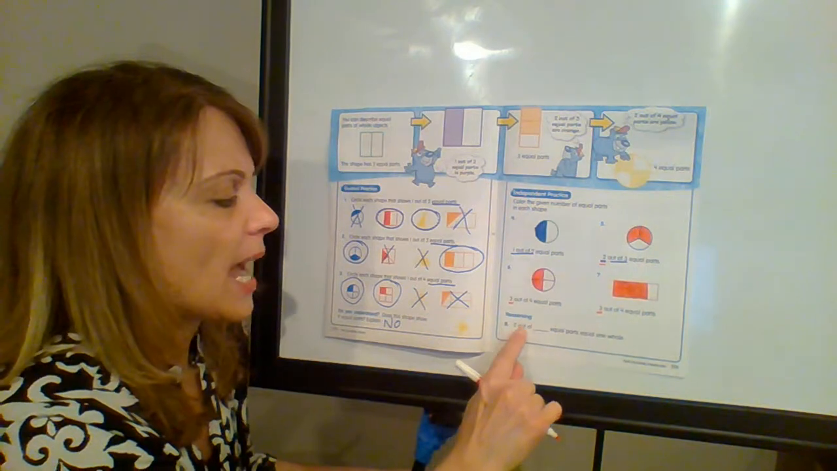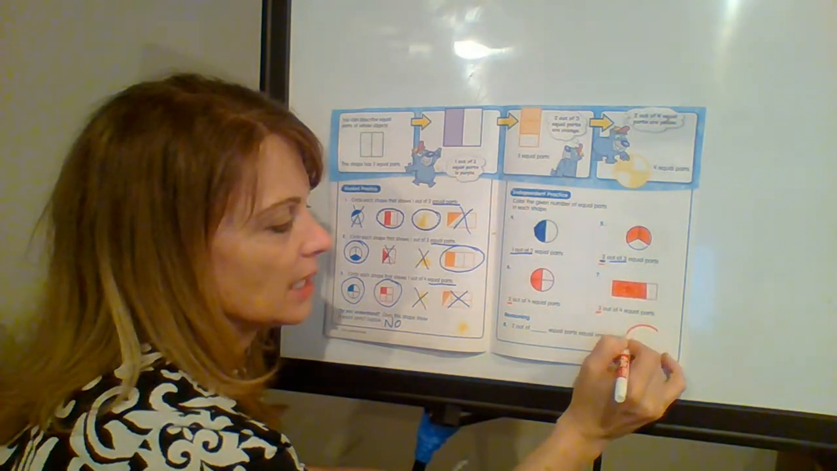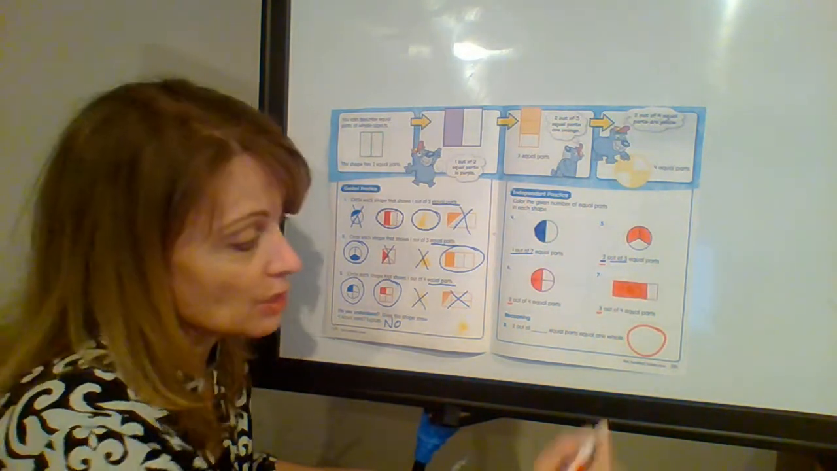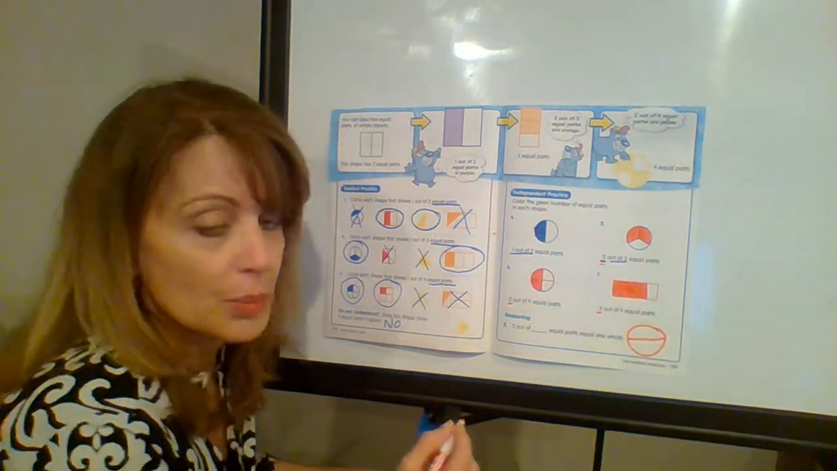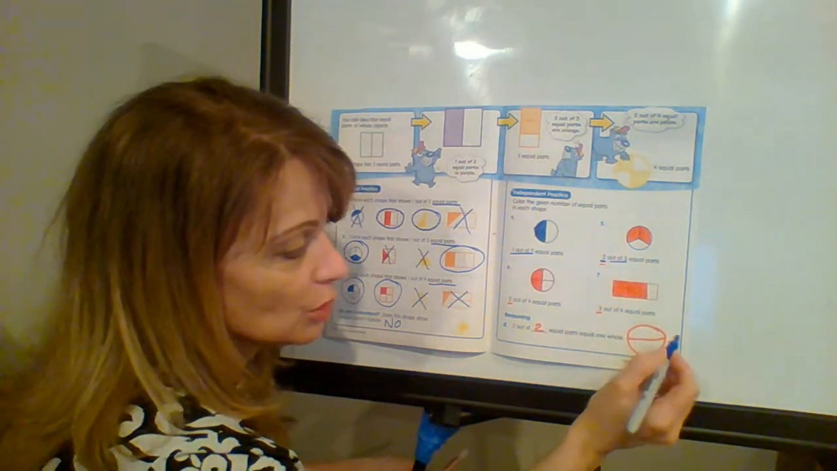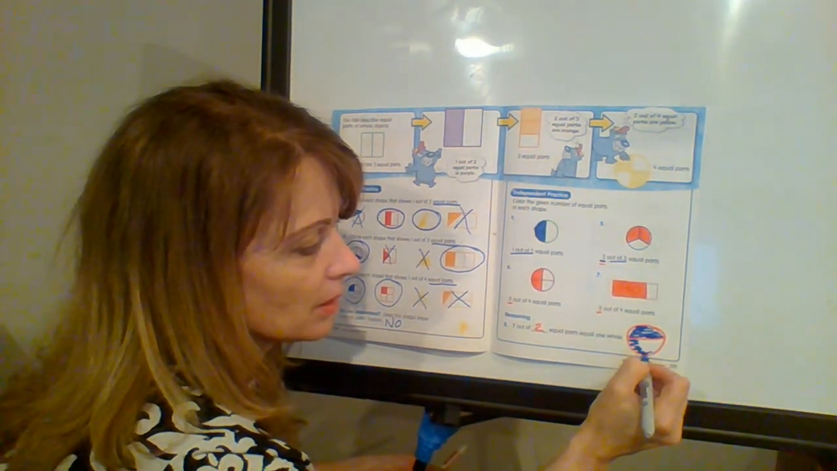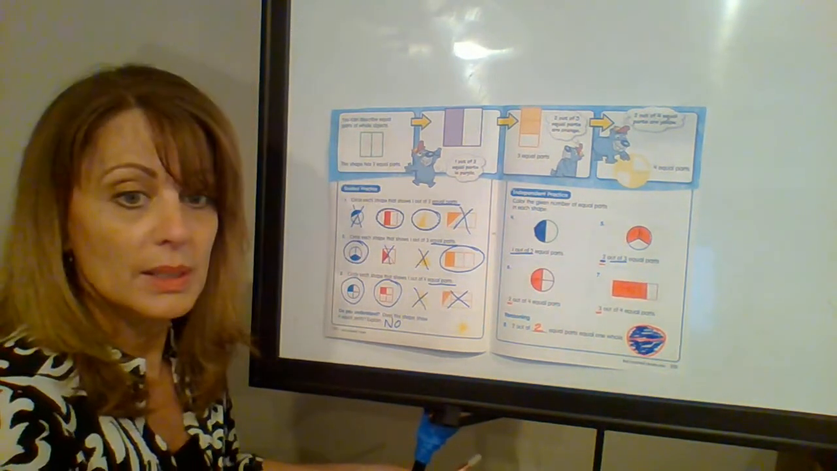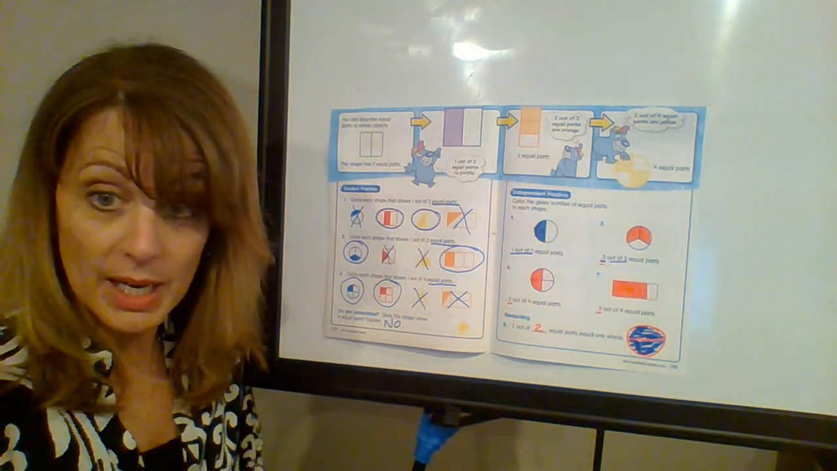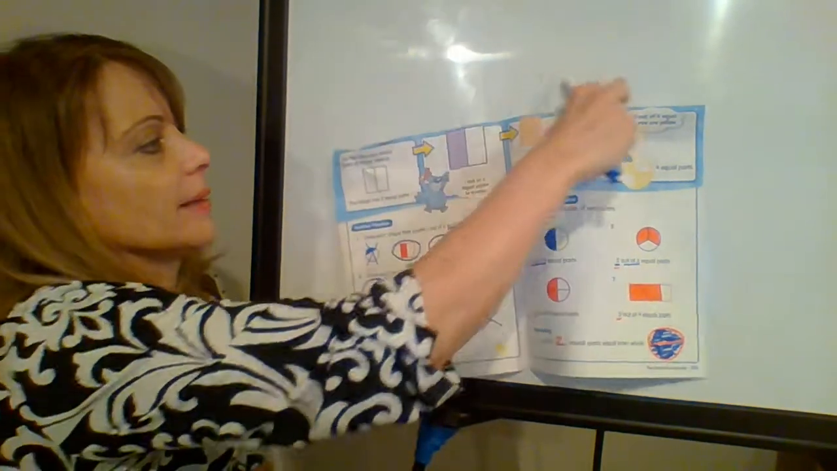Reasoning. Two out of how many equal parts equals one whole? Well, here's one whole, right? If I color two pieces and that's the whole, then I only have two pieces, right? Two out of two equals one whole because there are two pieces and I'm going to color this one and I'm going to color this one. So two out of two equals one whole. Four out of four equals one whole. Three out of three equals one whole. Okay? So let's go to the back.